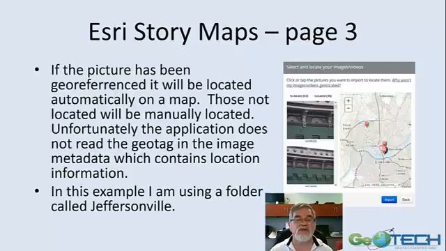If the picture has been georeferenced, this is a manual georeferencing. So when you're in Flickr, you can say, here's where this picture is on a map. If you've done something like that, where you've done a manual georeferencing, it will come across and be placed in the right place on your map.